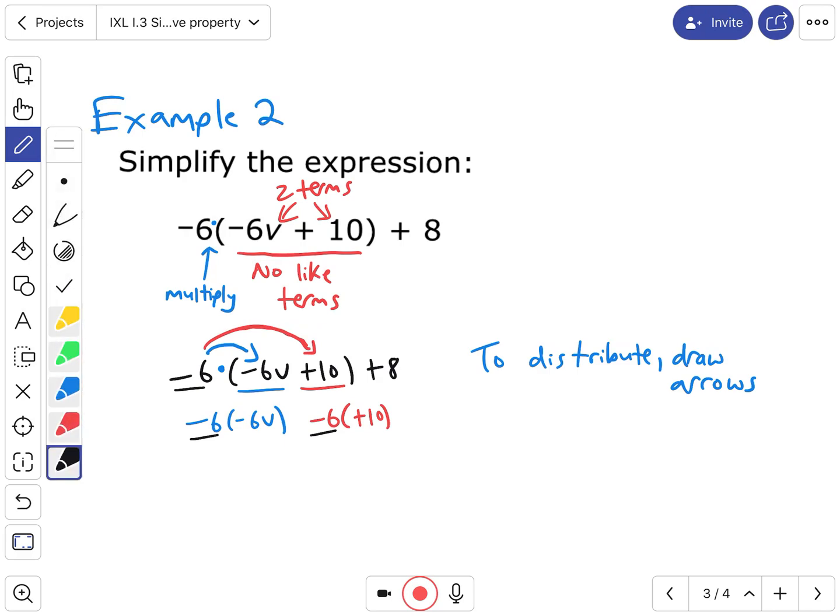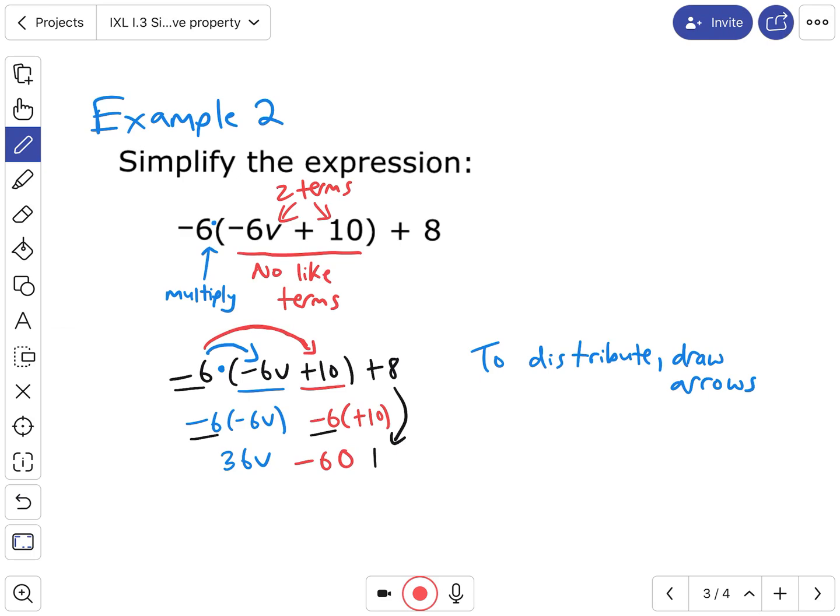Okay, so that's going to get us negative times a negative is a positive, so that's 36v. A negative 6 times a positive 10, that is a negative. A negative times a positive is a negative. So that's negative 60. I'm going to bring down this 8. Can't forget the plus 8 there. Okay, and then we're going to go ahead and underline the like terms, combine them. Those are different signs, so we're going to subtract and take the sign of the bigger number, which is negative 60, and bring down that 36v. And we're done, since those are not like terms.